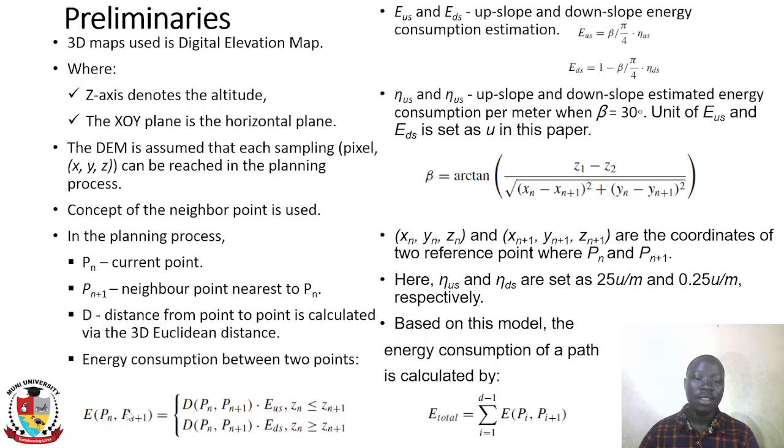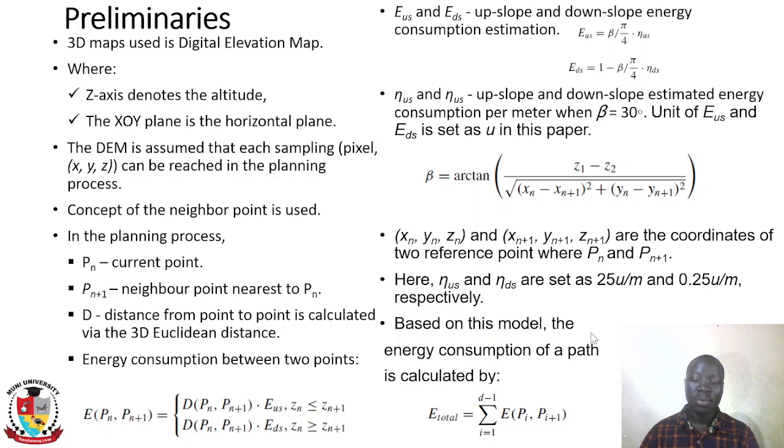The terms US and GS are the estimated energy consumption, either upstream or downstream, and can be calculated using this equation. These terms also show the upstream and downstream estimated energy consumption per meter, where beta is given as 30 degrees Celsius, and the units of these two terms are as used in this particular paper. These terms are the coordinates of the two reference points where P_n and P_n+1 are found, and these other terms are set at 25 per meter.